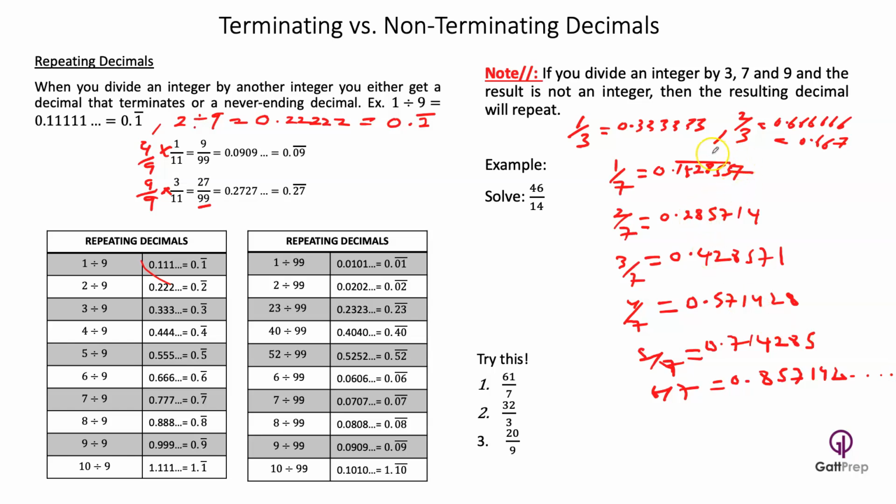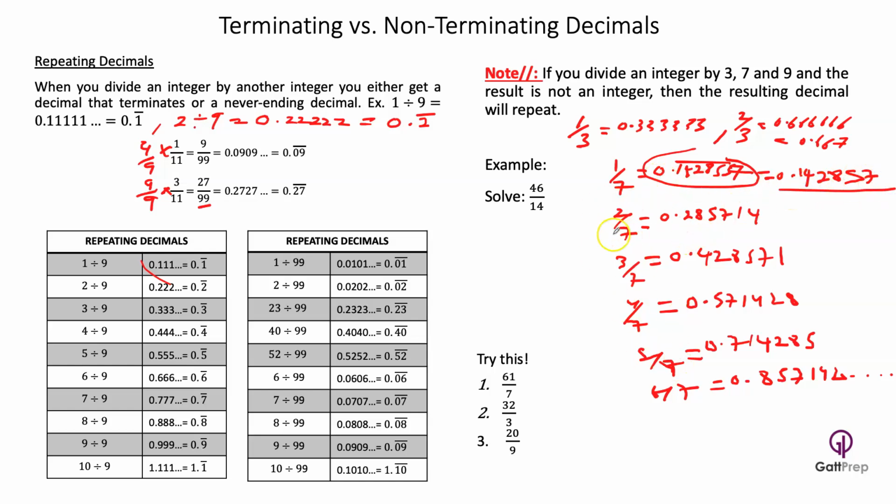And so once you know this standard number, 1 divided by 7, which is 0.142857, this is how you can remember it. 7 times 2 is 14. 14 times 2 is 28. 28 times 2 is 56. Then you add 1, and you have 57. So it's easy to remember this first number.